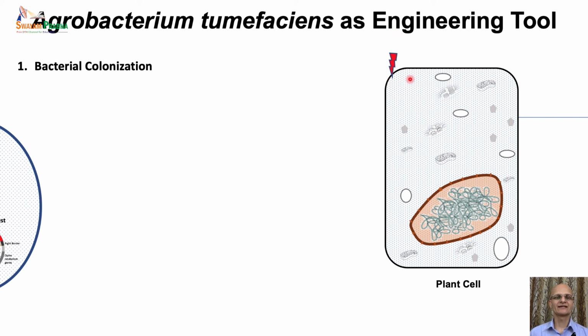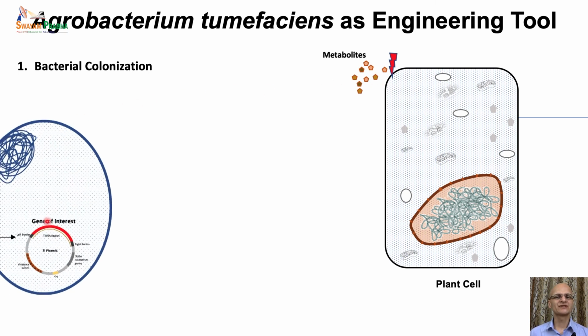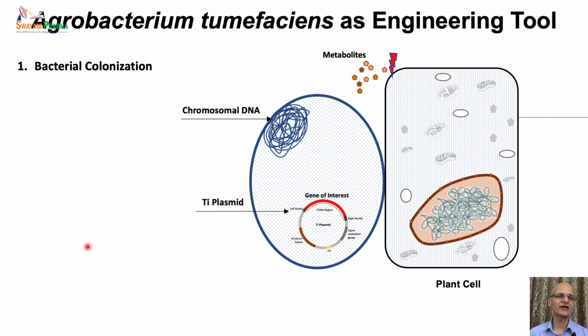When there is an injury to the plant cell, it releases secondary metabolites as a defense response, and Agrobacterium uses this event as an opportunity to infect. It senses this release of secondary metabolites, moves towards the site of injury, and attaches itself to the plant cells. The second step is the induction of the virulence genes.